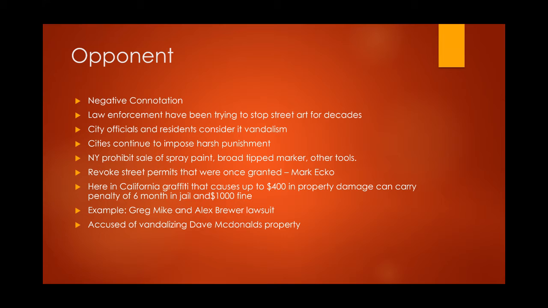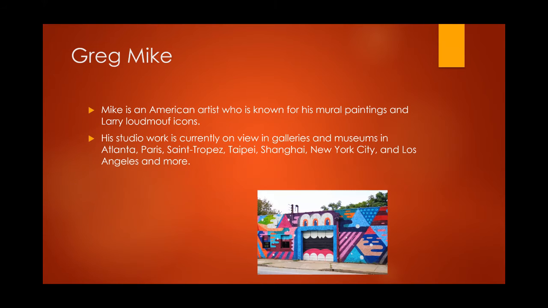Okay, all right. We'll talk about Greg Mike. Greg Mike is an American artist who is well known for his mural paintings and Larry Loudmouth icon, which you can see in the image below at the bottom of the screen. This character is in all of his paintings, basically his signature, so it's kind of like Where's Waldo whenever you look at his paintings. Greg loves to infuse cartoons with abstract lines and forms, and sometimes he'll add animals, which you'll see in the upcoming slide.